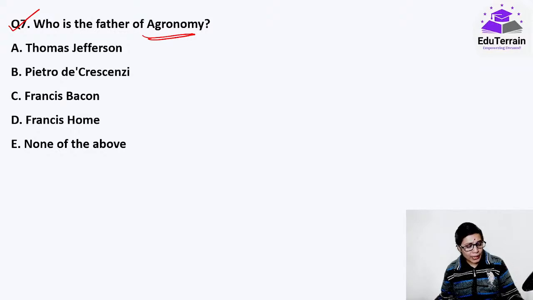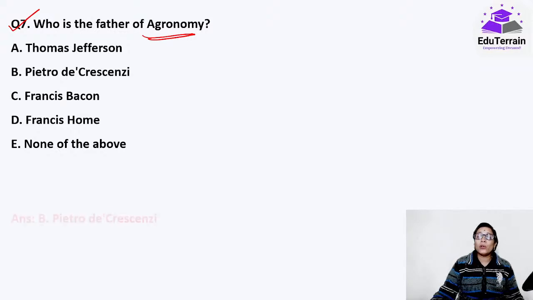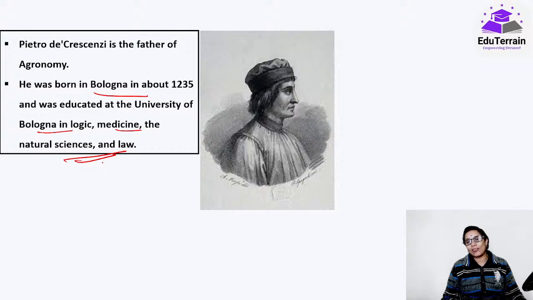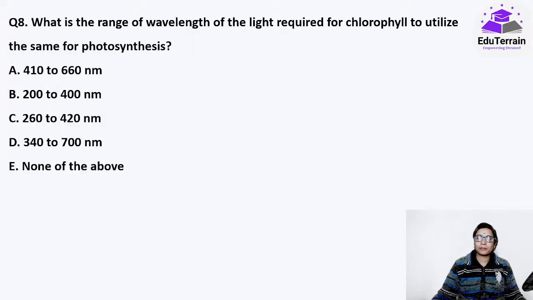Yes, it is Pietro di Crescenzi. He was born in Bologna in 1235 and was educated at the University of Bologna in logic, medicine, the natural sciences and law. Okay, उस टाइम पे exclusively ऐसा कुछ नहीं होता था. They can study various subjects and one of that from the natural sciences, he got more interested into that and into agriculture. He came up with lot of concepts.